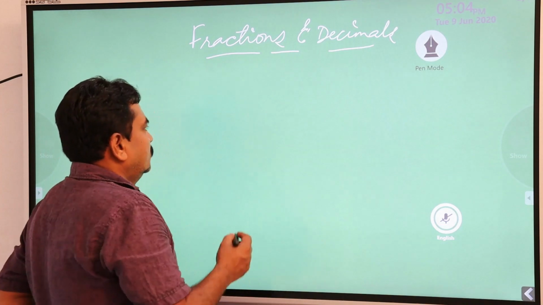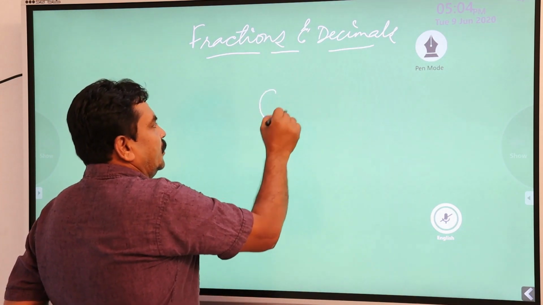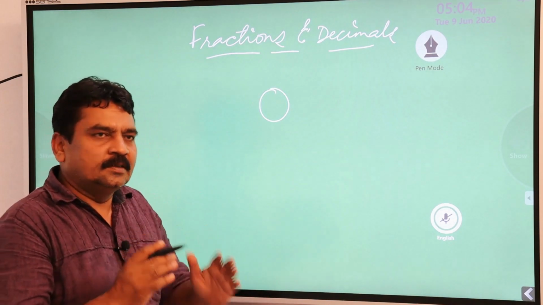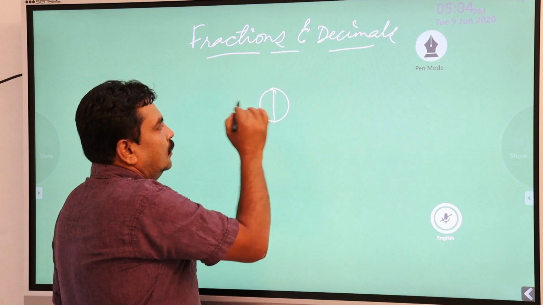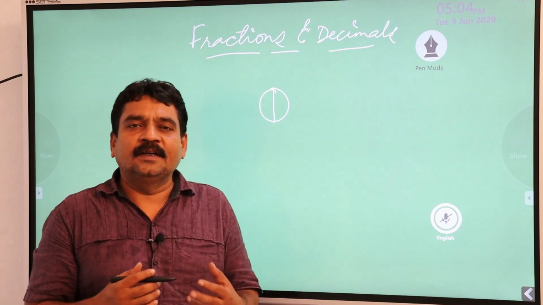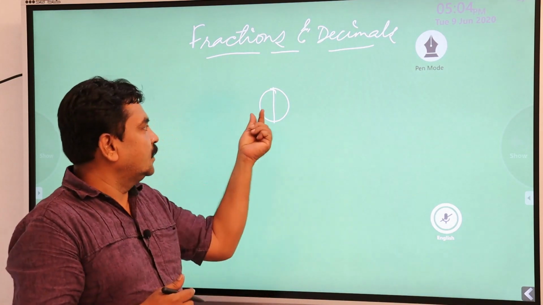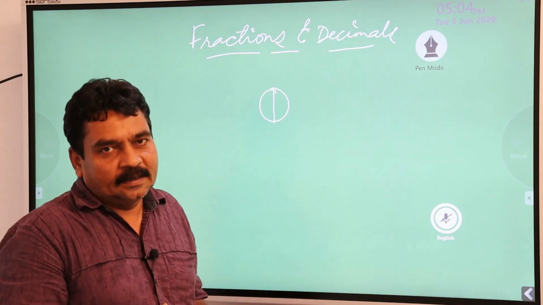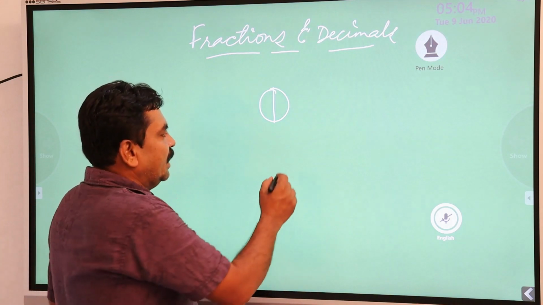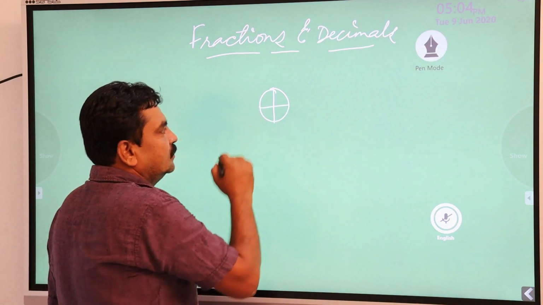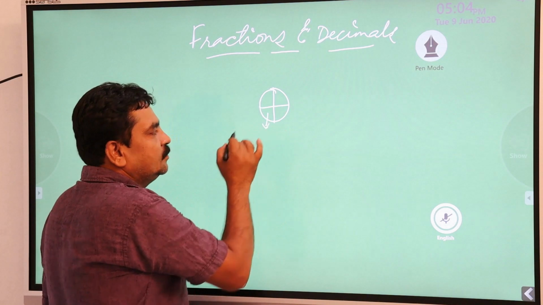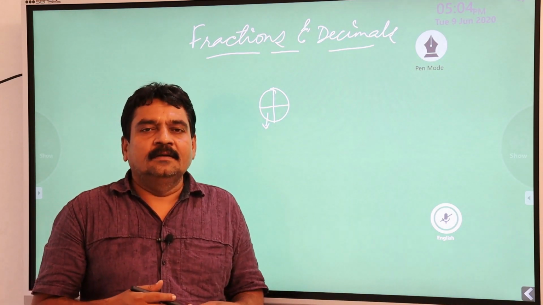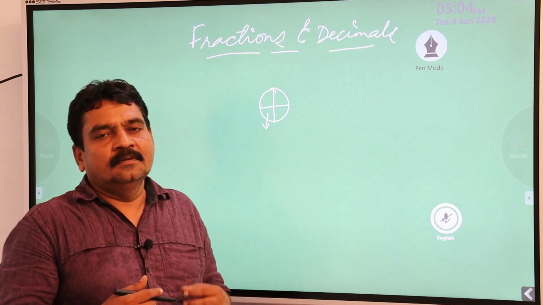Suppose you have one apple. If you divide the apple into 2 pieces, how are you going to describe mathematically each part of your apple? How are you going to define it mathematically? Example, the same apple, if you divide it into 4 parts, then how are you going to define each part mathematically? Okay, that is actually the meaning of fraction.